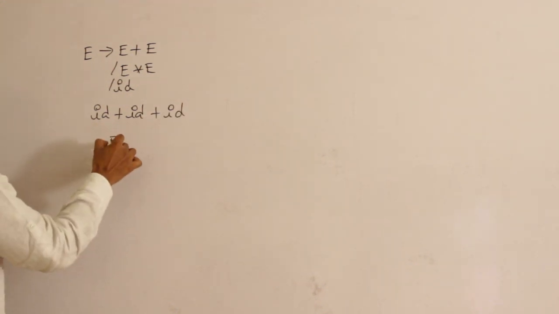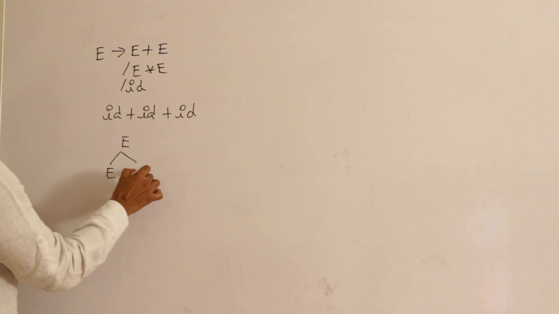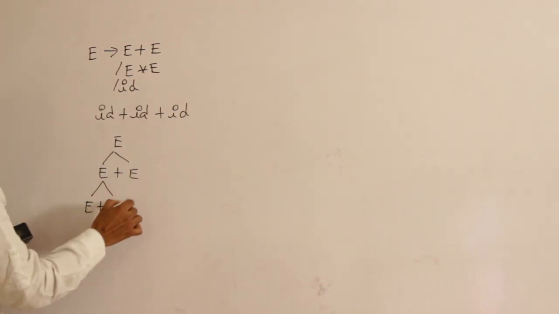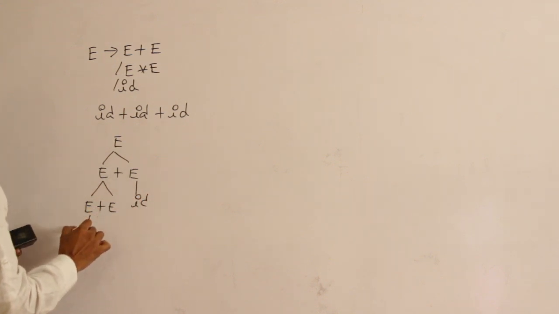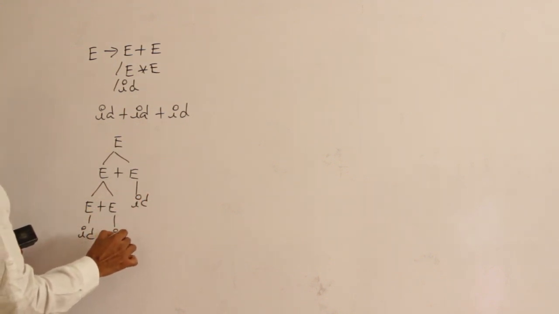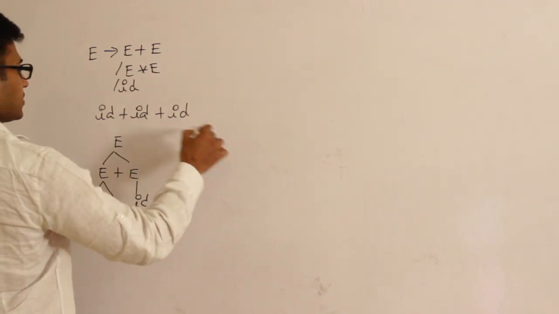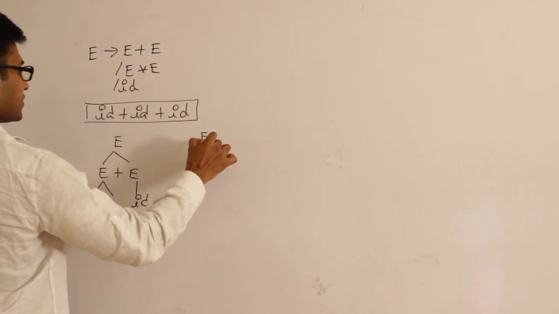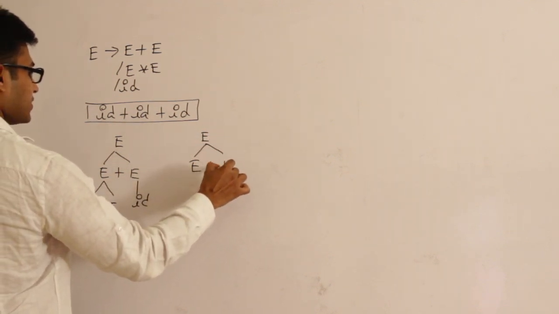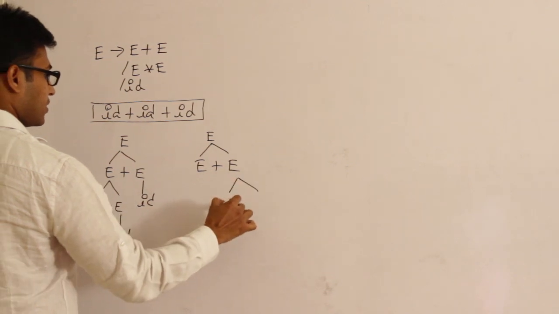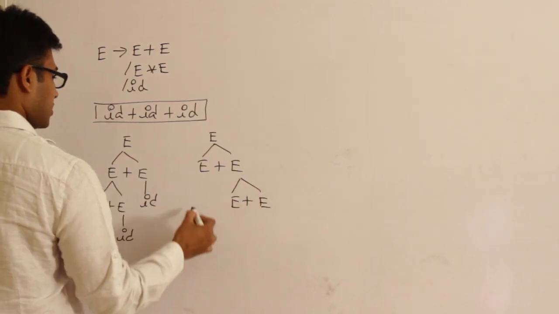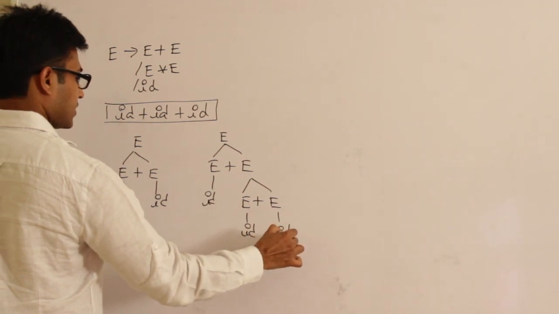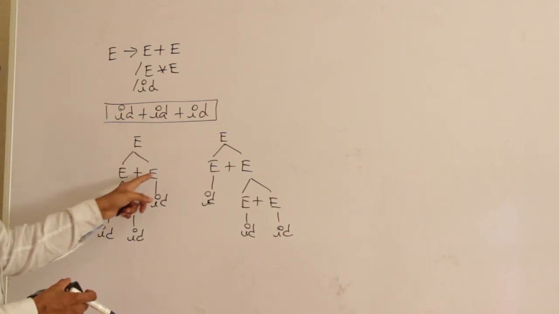One parse tree is E derives E plus E, isn't it? And E derives E plus E, and id, and id. And the other parse tree, for the same string id plus id plus id, is E derives E plus E, and then the second E derives E plus E. This one is id, this one is id, and this one is id, right? So for the same string we got two parse trees.